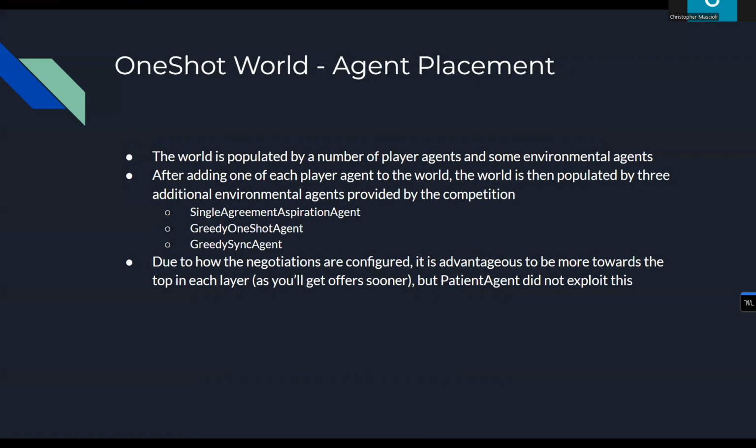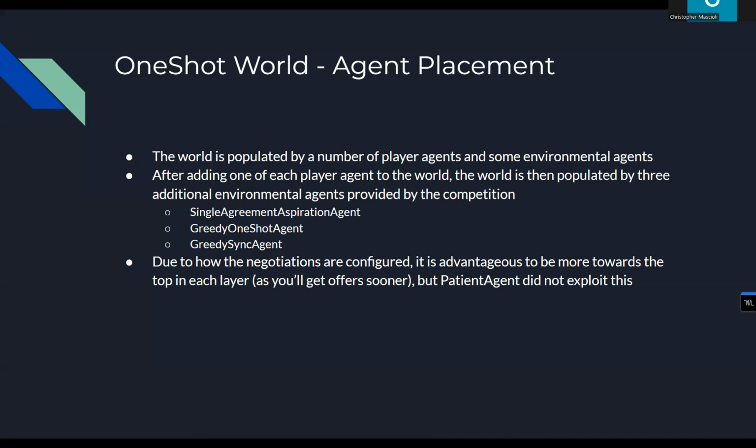The first one is the single agreement aspiration agent, which, like the name implies, is going to only do 1 contract in any given day. So if during time step 3 they make a contract, they're going to end negotiations with everyone else after that, because they only are looking for 1 agreement.